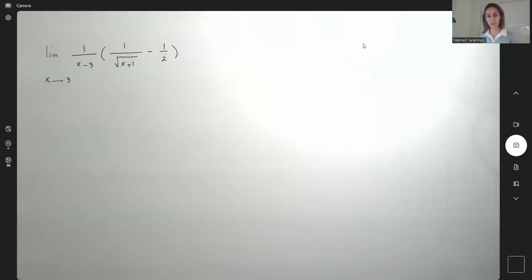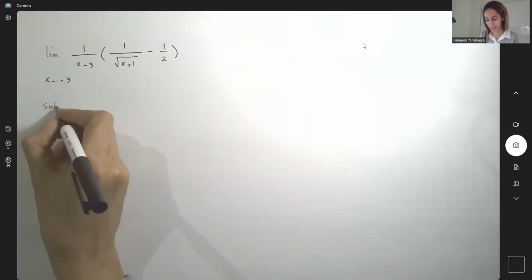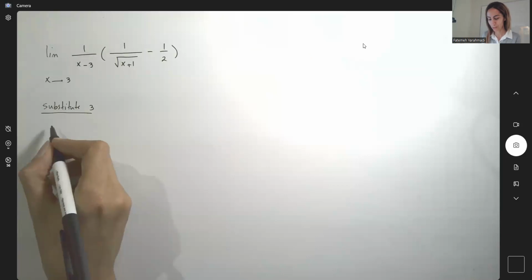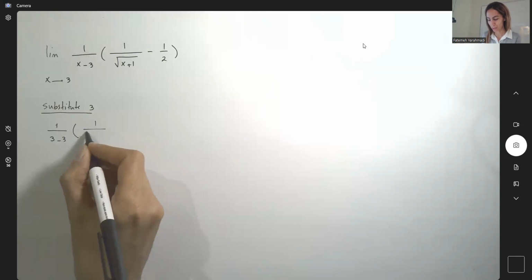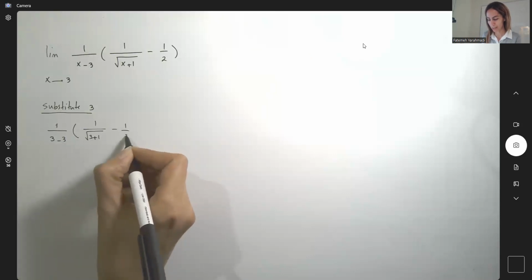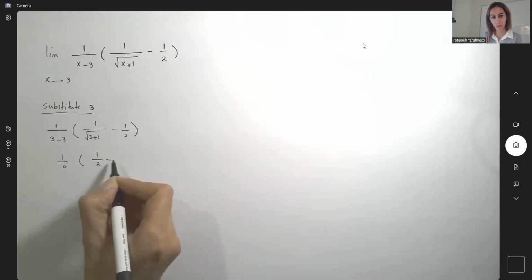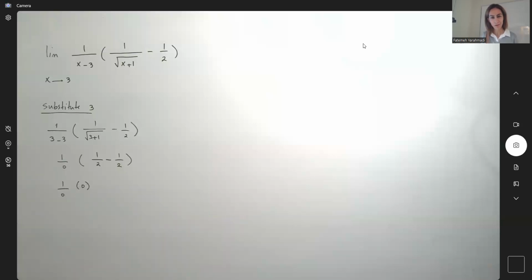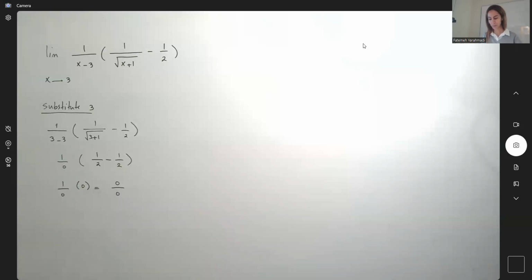Now the question asks us to find the following limit. So, well, if I plug in 3, substitute 3, see what happens. You get 1 divided by 3 minus 3, open parenthesis, 1 over square root of 3 plus 1 minus a half, which ends up with 1 over 0 times 1 over 2 minus 1 over 2. So you have 1 over 0 times 0 again. You end up with 0 over 0 or indeterminate form.